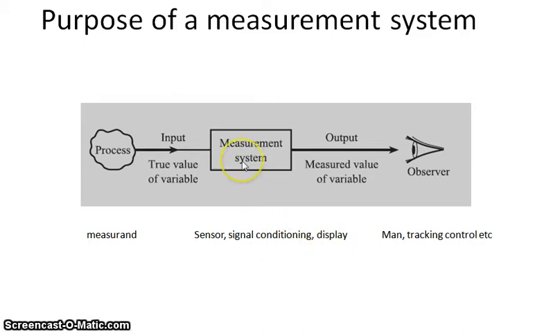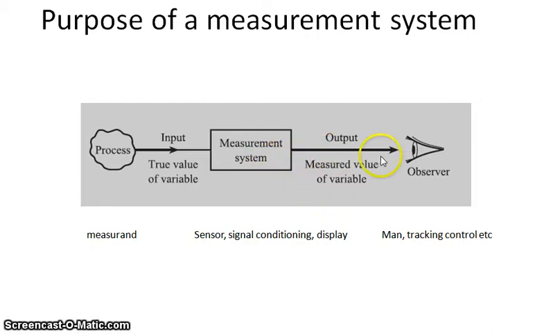That means this measurement system senses the input which is coming from the process, and it performs certain processes using signal conditioning elements like amplifiers, attenuators, clipper, clamper, modulations, etc., and it produces the output and displays it in any of the digital devices depending upon the requirements.